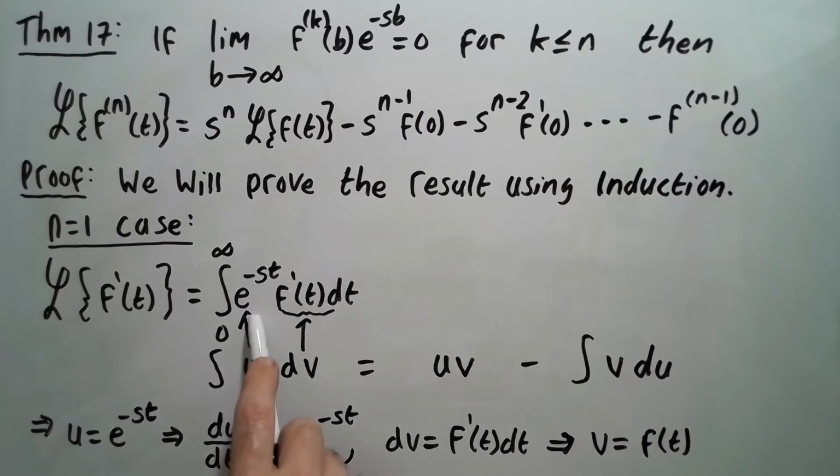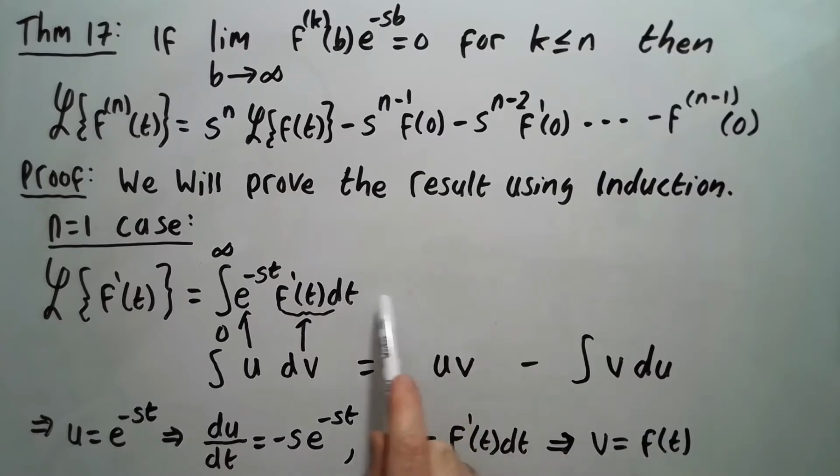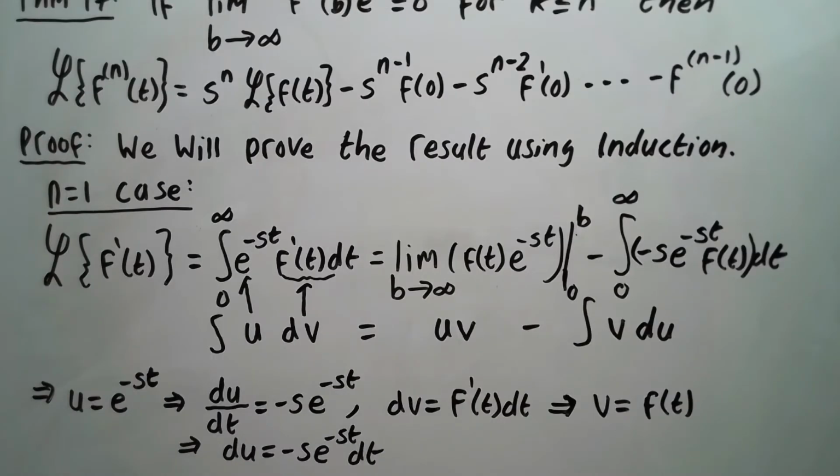So my u is going to be e to the minus st, which I have here. Then du dt, the derivative with respect to t: the derivative of e to the something is itself times the derivative of the negative st with respect to t, which would be negative s. Therefore, it'd be negative s e to the minus st. And my dv is f prime dt. So if you integrate both sides, v, the integral of f prime, is just f. Okay, now let's plug it up here. Let me just mention down here, the du would have been negative s e to the minus st dt.